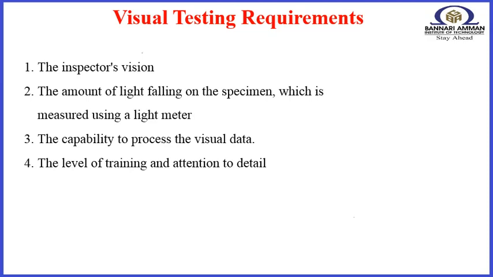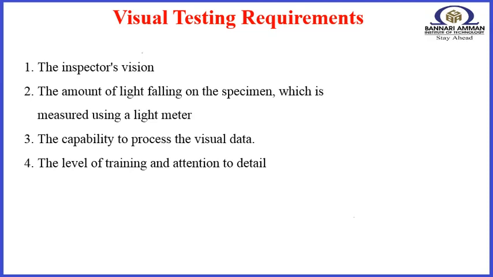Inspection requirements for visual inspection typically pertain to the vision of the inspector, the amount of light falling on the specimen, which can be measured with a light meter, and whether the area being inspected is in any way obstructed from view. In many cases, each of these requirements is detailed in a regulatory code or other inspection criteria. Mechanical and/or optical aids may be necessary to perform visual testing.